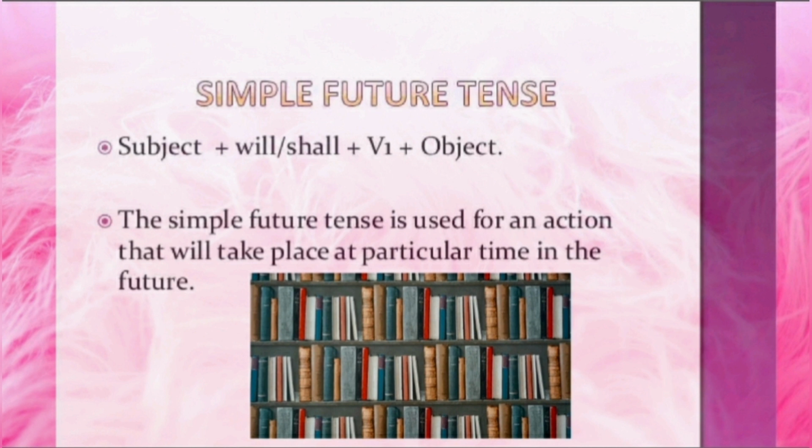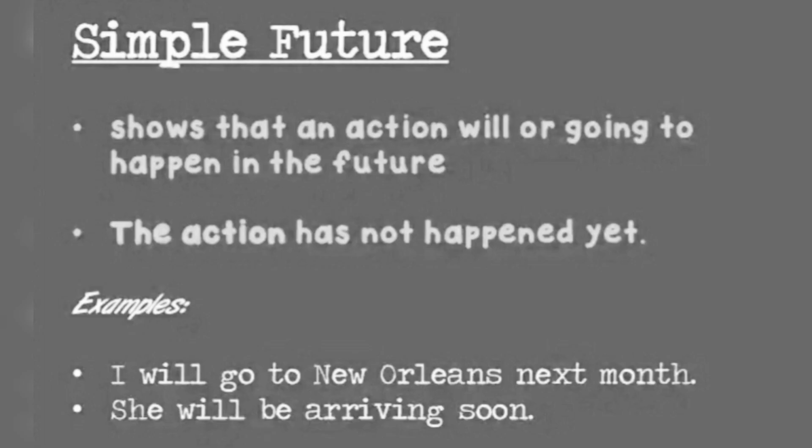Proceeding to the next tense, that is future tense. The simple future tense is used for an action that will take place at a particular time in the future. For examples, I will go to New Orleans next month. Second example, she will arrive soon.